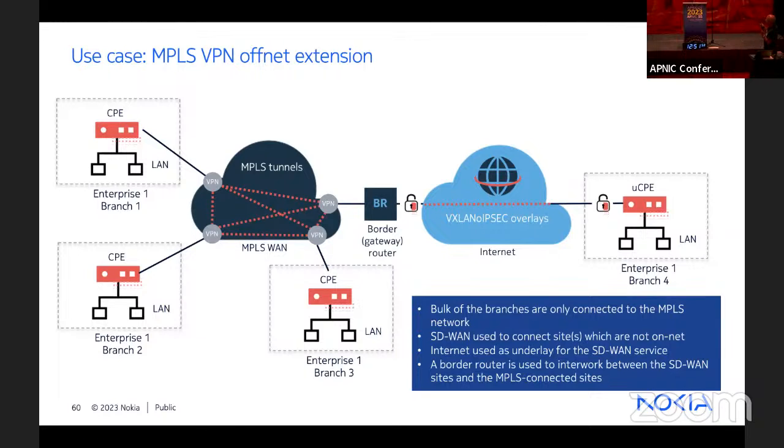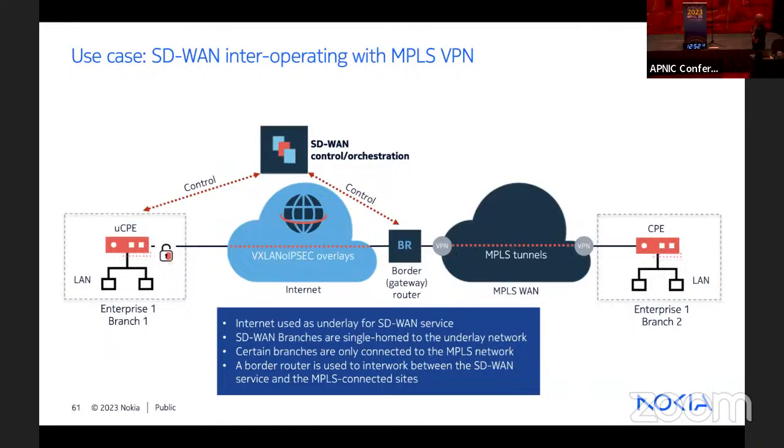Now, this is what we call off-net extension, right? Because you're just providing a certain number of sites access to the MPLS network when you don't have that MPLS access. But if you extend this, it could be a situation where part of your network is running MPLS and part of your network is running on SD-WAN, which will once again be a common case. And so the concept is also very similar. You have a border router that sits between the SD-WAN side of it and the MPLS side of it, and allows all of these devices to communicate with each other.